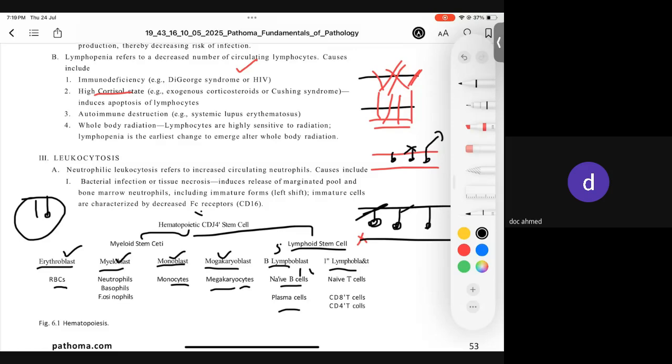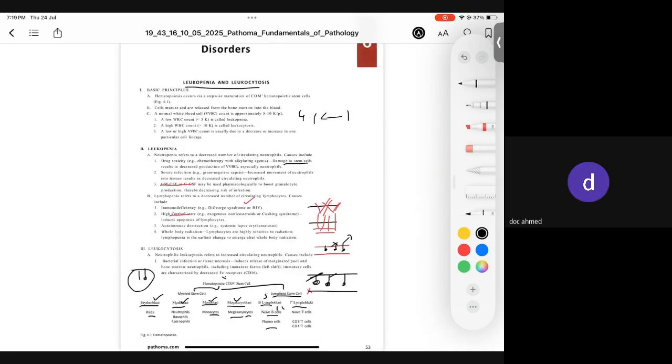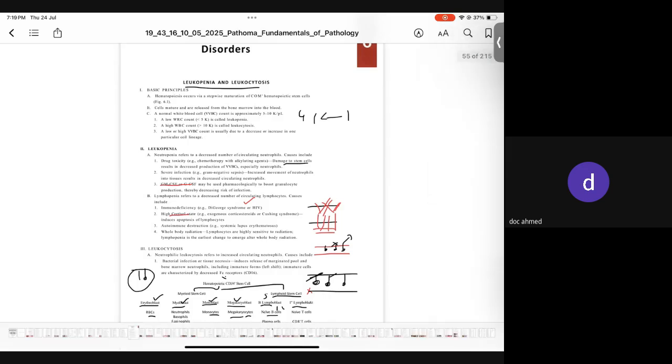They can't hang on, so all of the neutrophils would leak into the blood. So we are going to be having a lot of neutrophils, neutrophilia. Is it clear? Yes. Okay, perfect. So let's just move to our next page.